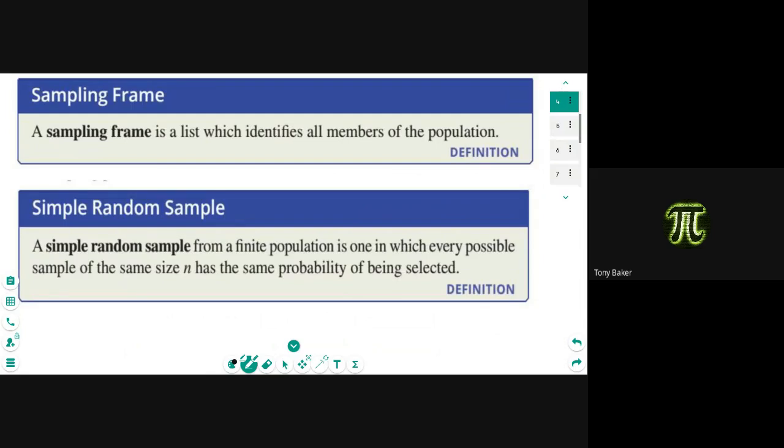So when we're trying to decide on a sample, the first thing we have to come up with is our sampling frame. This is a list that identifies all members of the population. Okay, so this is important. When you're looking at your population, you want to make sure you list down all the information that is important for your study. So, for example, I want to know what everybody's favorite ice cream is. If you could choose any ice cream out there, which ice cream would you choose to eat?